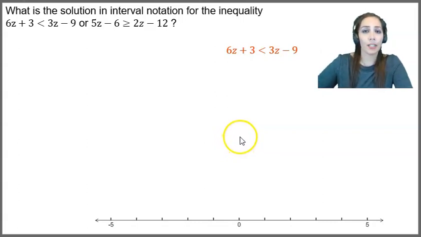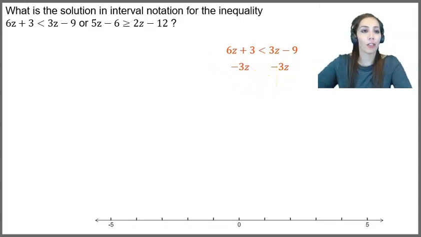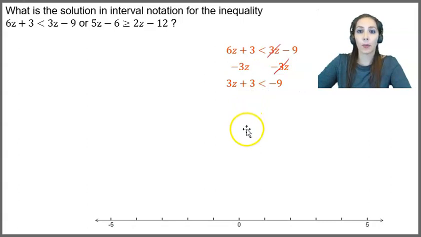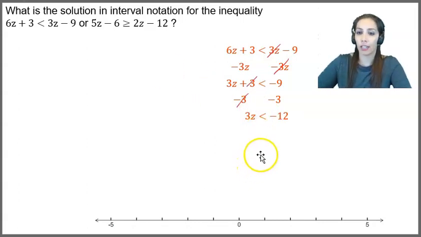So you want to get the variables on one side, numbers on the other. So I'm going to start by subtracting 3z from both sides. When I do that, the 3z's will cancel each other on the right-hand side, and I end up with 3z plus 3 less than 9. Now I'm going to go ahead and move that 3 to the other side by subtracting it. And now I have 3z less than negative 12.